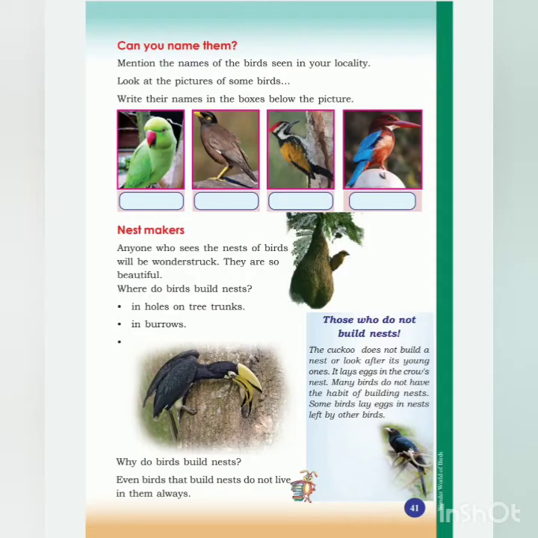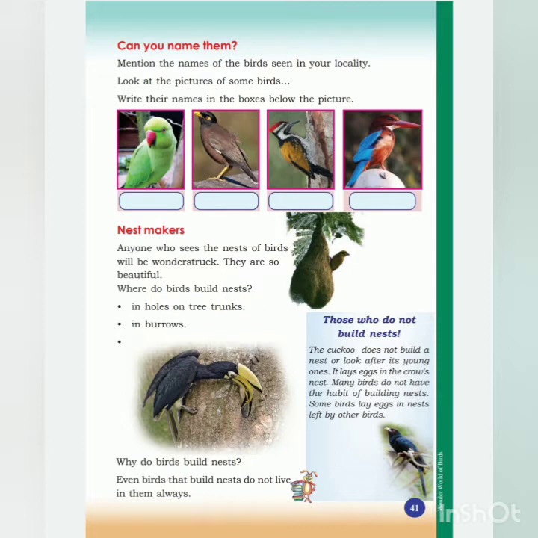Now some pictures of birds are given here. These are some of the birds that you can see in your locality. What are the names of these birds? Yes, parrot, myna, woodpecker, kingfisher. Children, do you remember what is the name of the home of birds? Yes, the home of birds is known as nest.